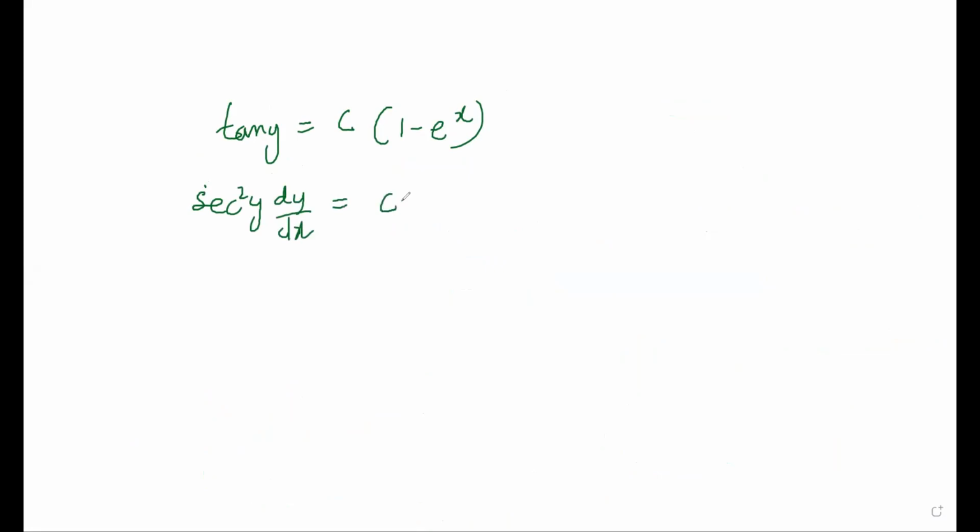They have given tan y is equal to c into 1 minus e raised to x. So take the derivative. What is the derivative of tan? Sec square, isn't it? So it is sec square y dy by dx. That is equal to c, constant, times the derivative of 1 minus e raised to x: derivative of 1 is 0, minus e raised to x, derivative is e raised to x. So that is minus c e raised to x, isn't it? So sec square y dy by dx is equal to minus c e raised to x.